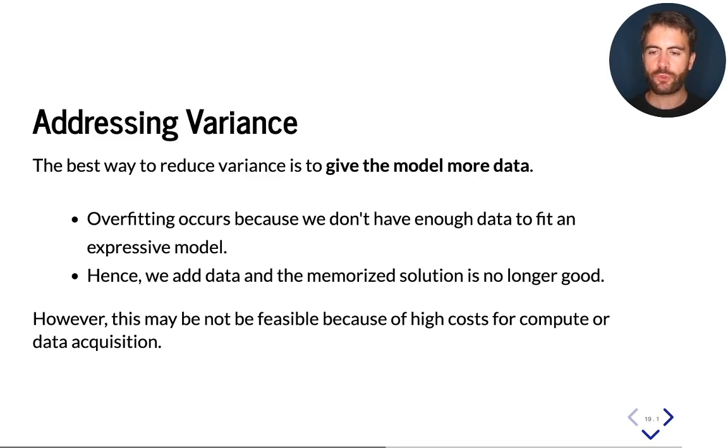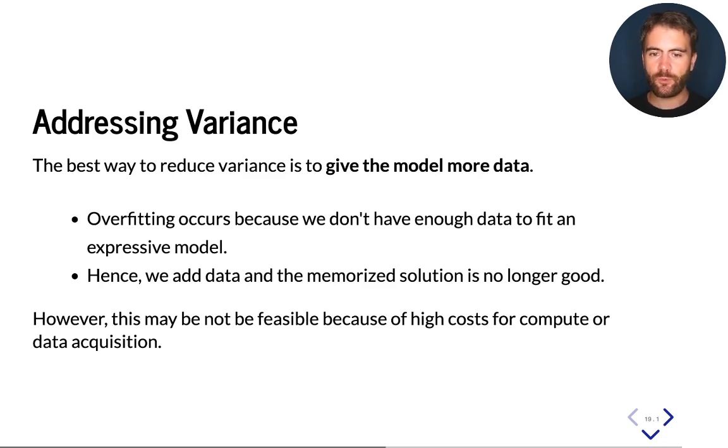Our model is too large for the size of the data that we have. If we increase our data set size, now the expressivity of the model and the size of the data will both be on the right level, and this will solve our overfitting problem. Or to put it differently, if we add more data, then the earlier memorized solution will no longer be good on the new data that we have added, and the algorithm will have to learn a better solution.